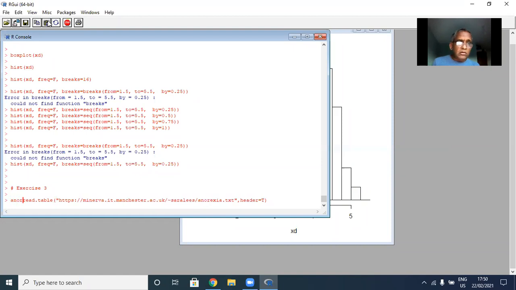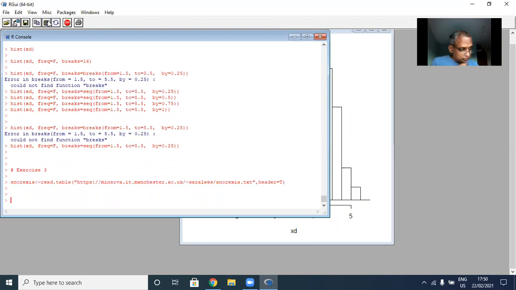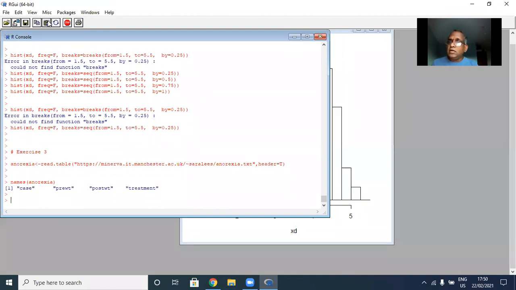So let me call this anorexia. Is it the correct spelling? Anorexia, yeah. So now you should look at the names of this data. There are 4 columns for this data set, right? The first column is case, the second and the third and the fourth columns are the ones we are interested in. So the second column is the weight before the treatment. The third column is the weight after the treatment. And the final column is the treatment number.